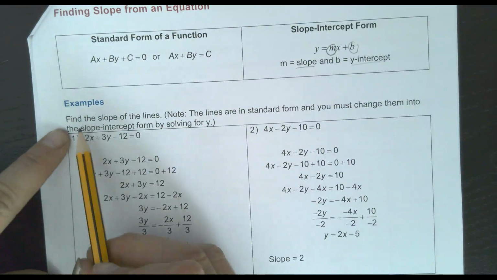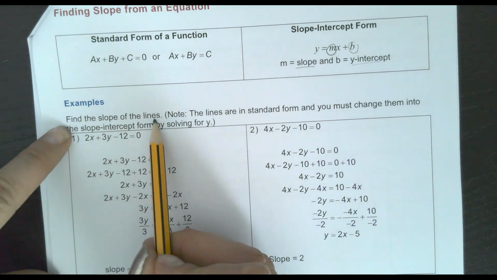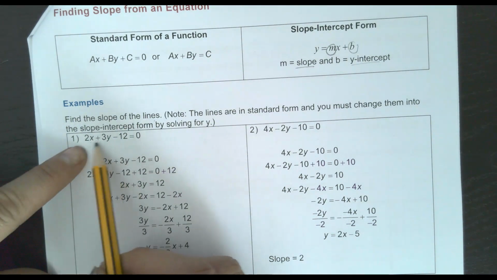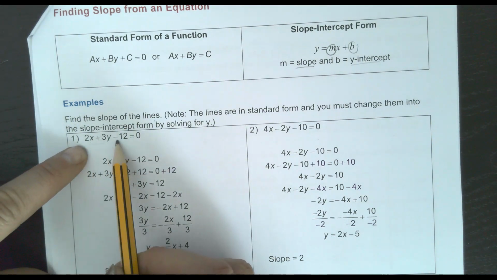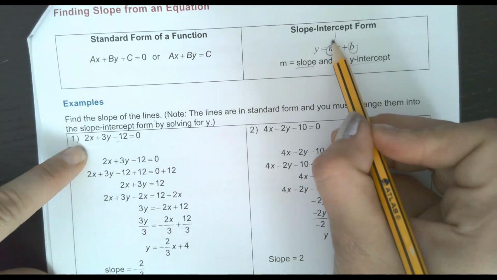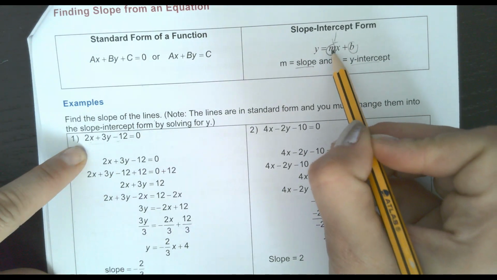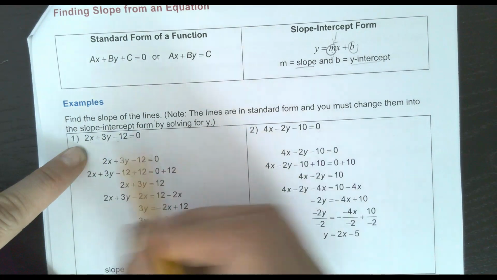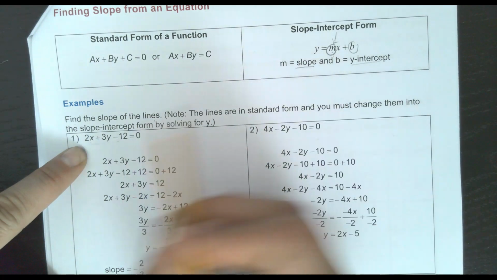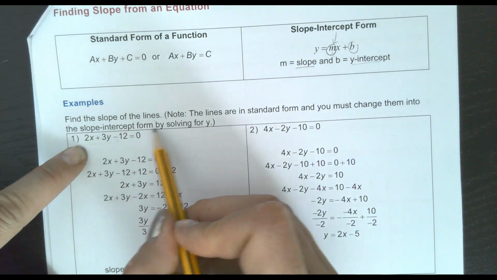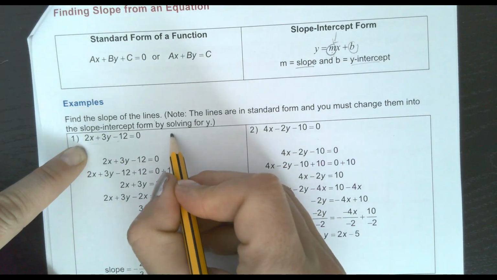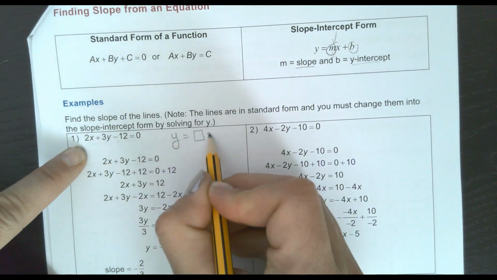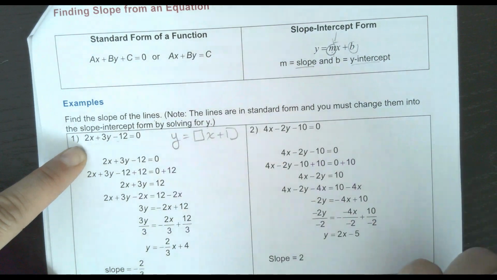So here's an example. It says, find the slope of the lines. Okay. I can't see the slope. I can see the slope when it's in slope-intercept form, because m is the slope. It says, note, the lines are in standard form, and you must change them into the slope-intercept form by solving for y. So I need to make it y equals something x plus some number.